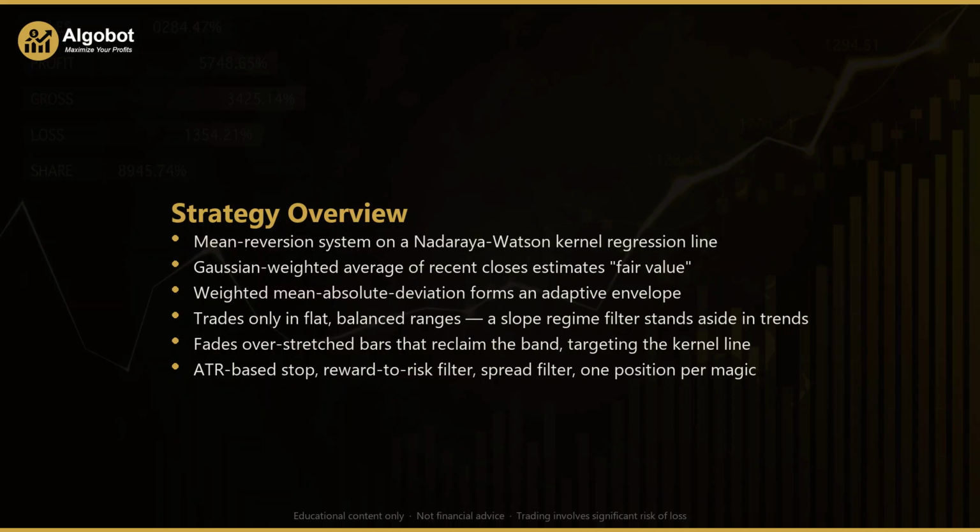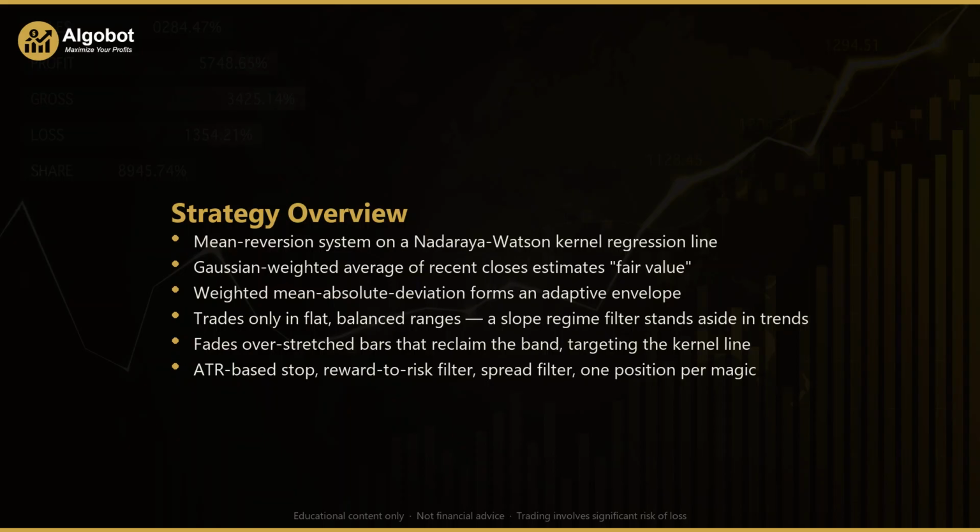Kernel regression envelope reversion is a mean reversion strategy. That means it doesn't chase momentum. Instead, it assumes that in a balanced market, price tends to wander away from a central fair value and then drift back toward it. The clever part is how it defines that fair value. Most systems use a simple or exponential moving average. This one uses Nadaraya-Watson kernel regression.